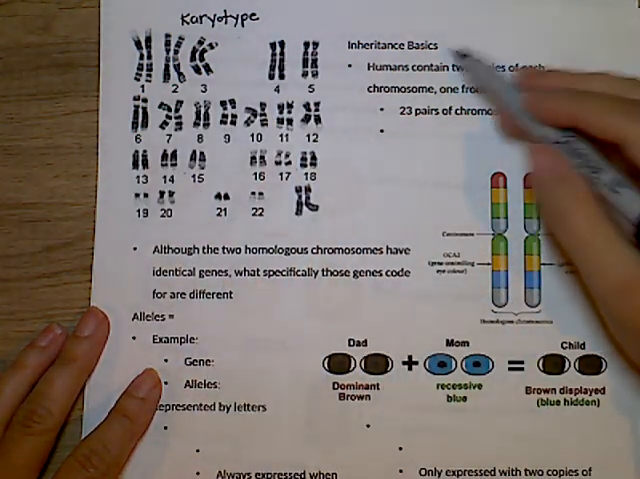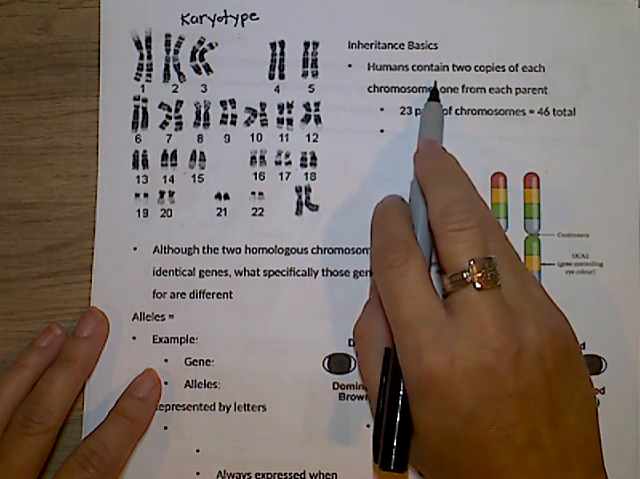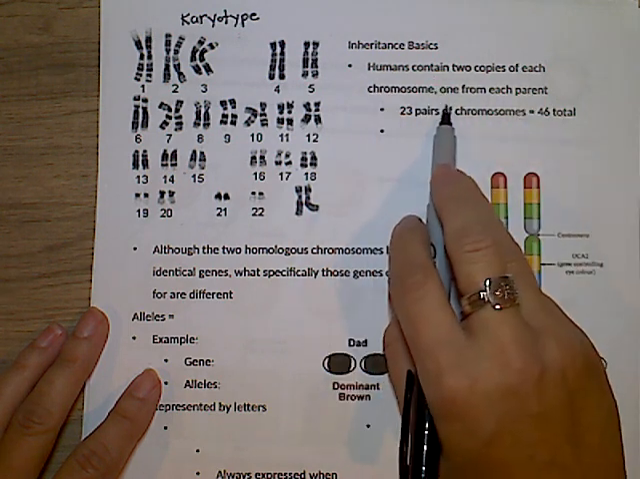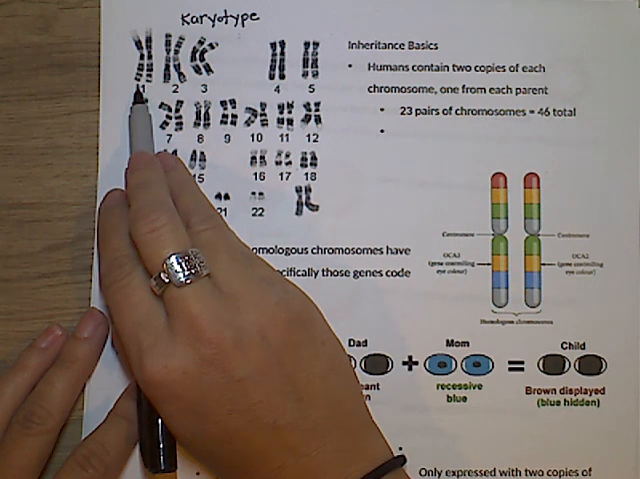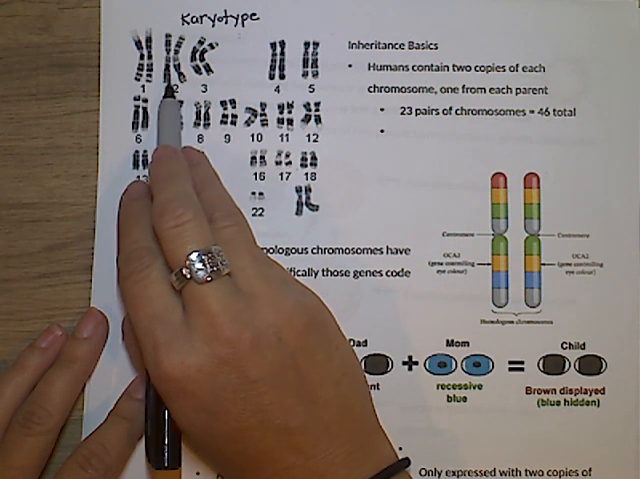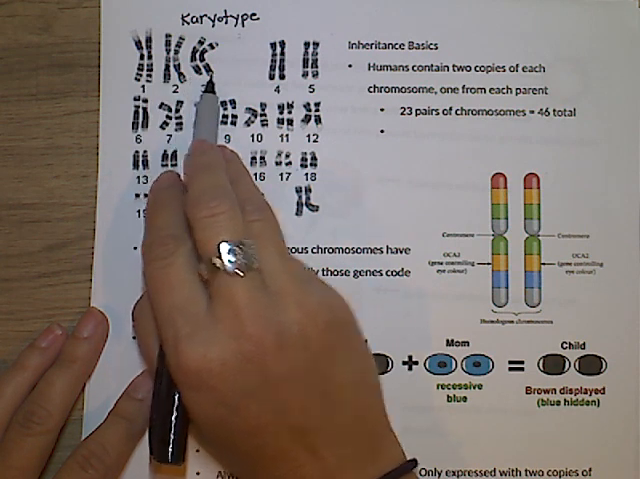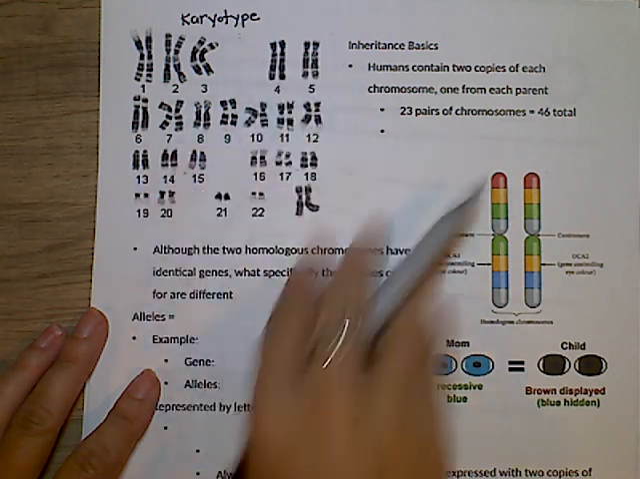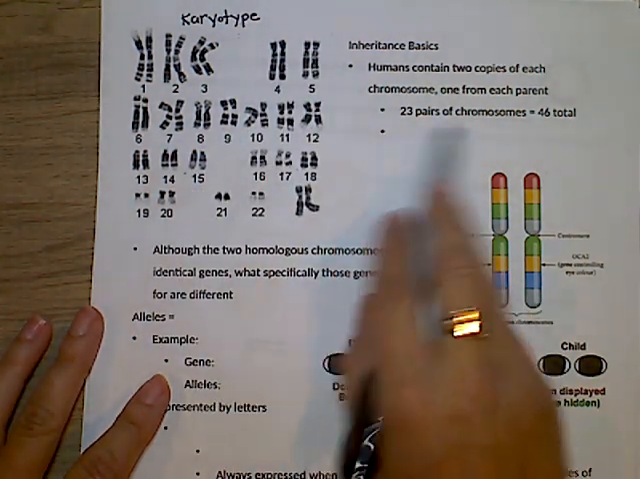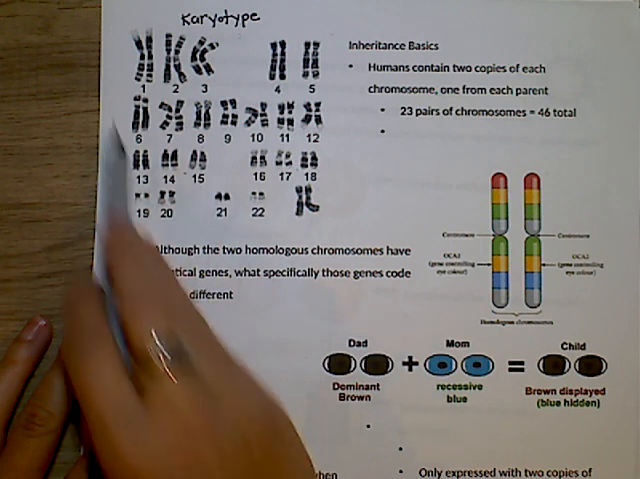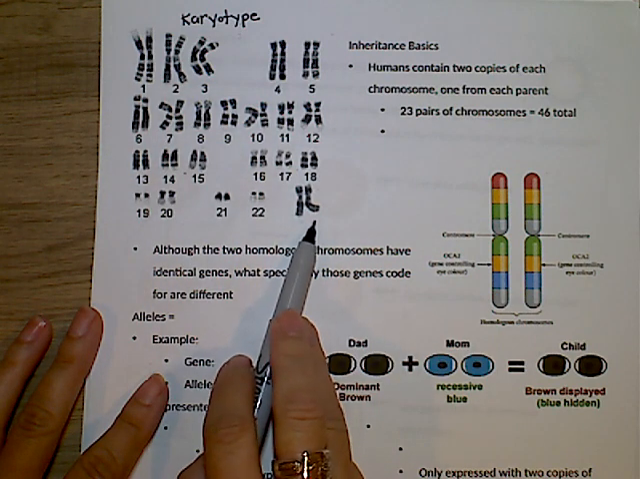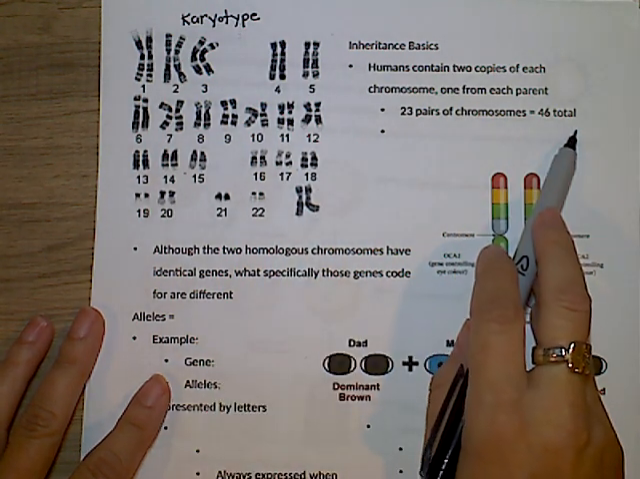So inheritance basics: humans contain two copies of each chromosome, one from each parent. So for each one, you get one from mom, one from dad, one from mom, one from dad, and so forth. So you have 23 pairs of chromosomes. This is the 23rd pair here, for 46 total.